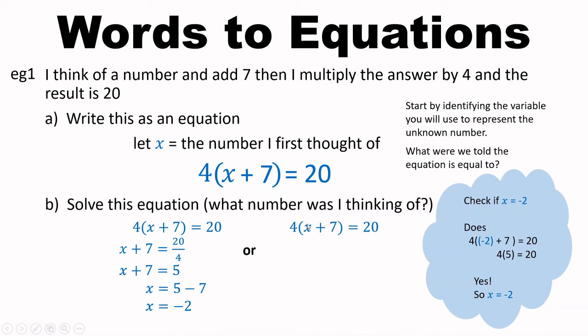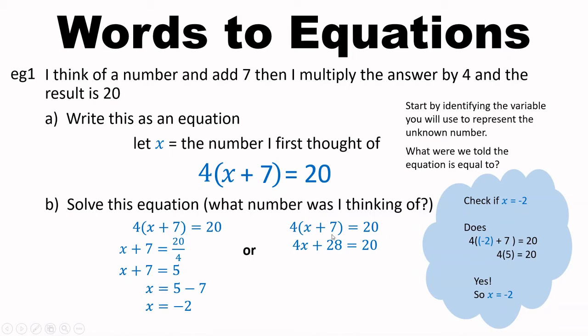So I'll do 4 times the x and 4 times the 7. That's called expanding the brackets out. And again, if you've seen our previous lesson on expanding brackets, you should already know how to do that. Now that this is as simplified as it can be, let's try and get that x on its own. Think about what's happening to the x. It's being multiplied by 4, and then the 28 is added.